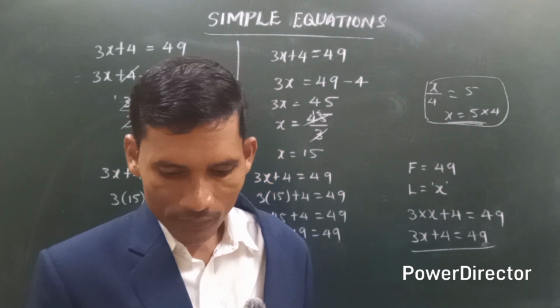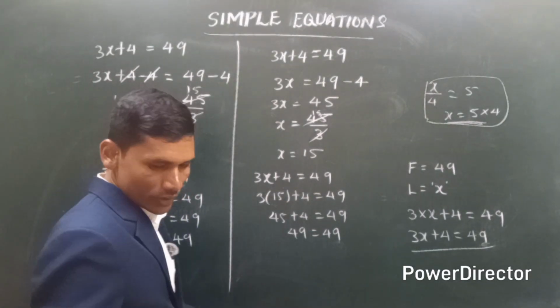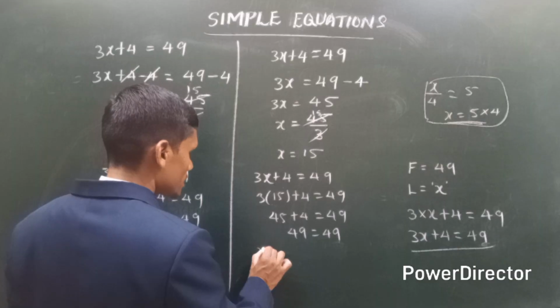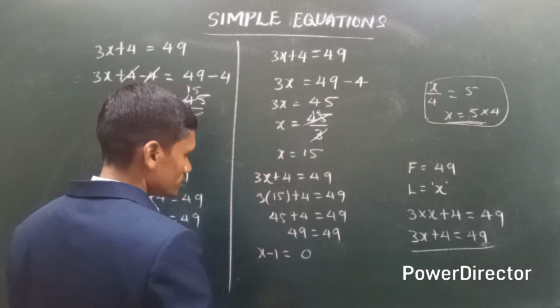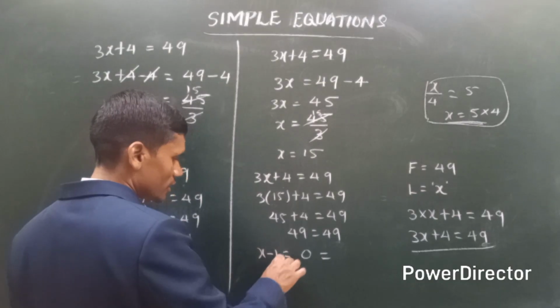They are saying here what you have to do. Here I'll show you what they are asking you. X minus 1 is equal to 0. What is the first step?